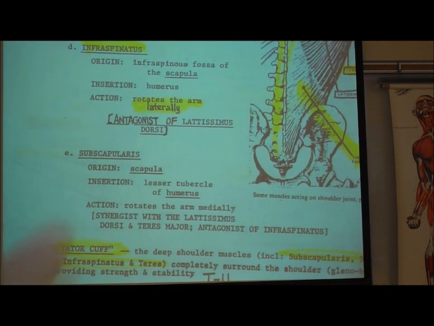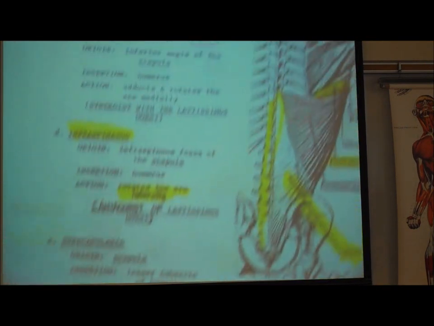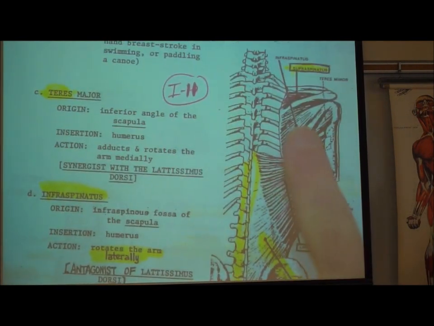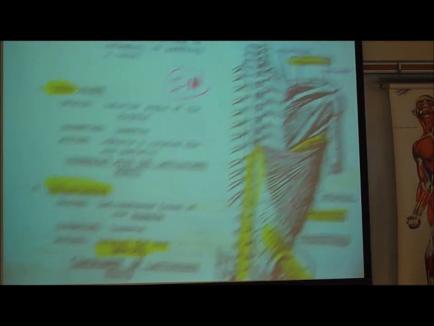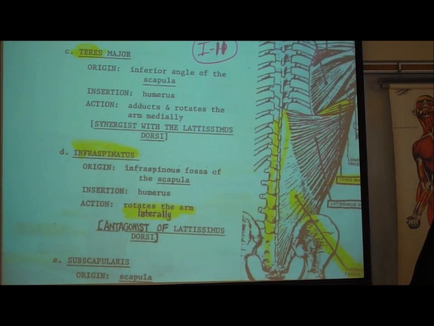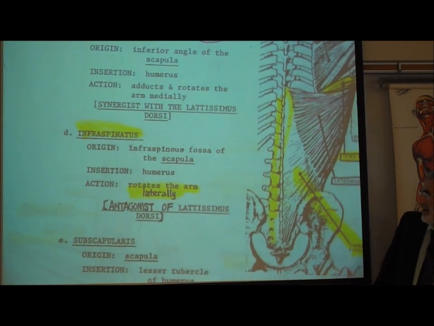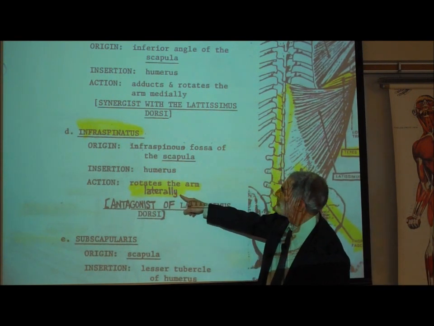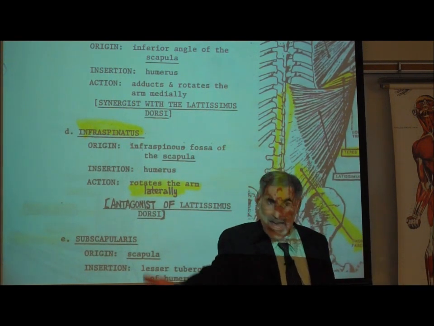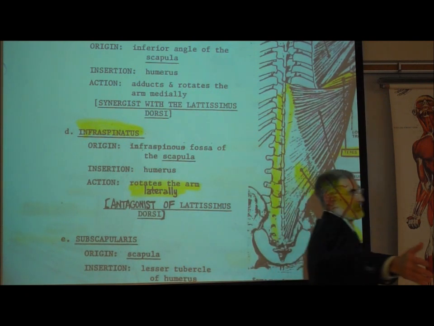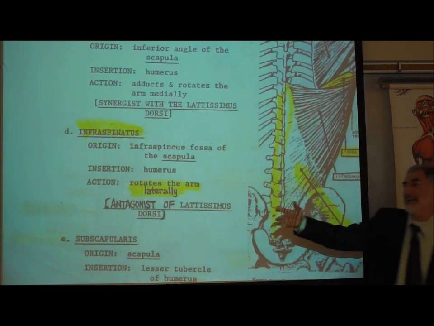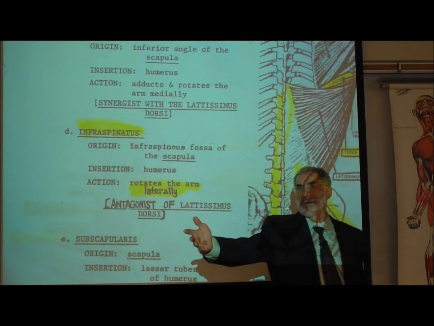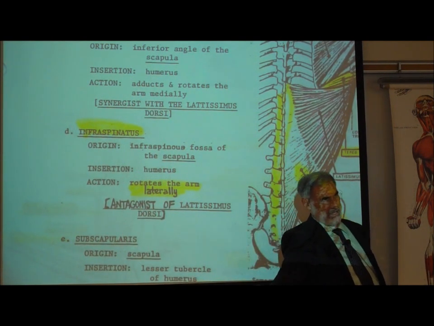All right, the infraspinatus. The infraspinatus, which is right here, originating below the spine of the scapula and inserting on the humerus, actually has the opposite action of the Latissimus Dorsi and Teres major. It rotates the upper arm laterally. One of the other actions of the Latissimus Dorsi and Teres major is to rotate the upper arm medially. But it rotates the upper arm laterally.